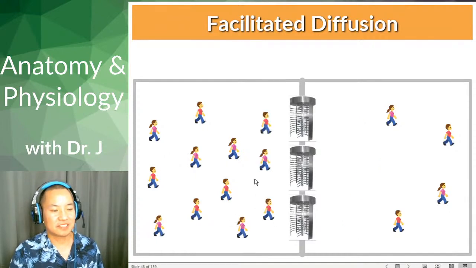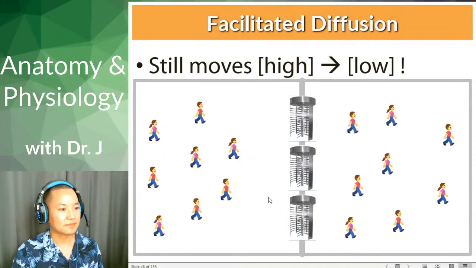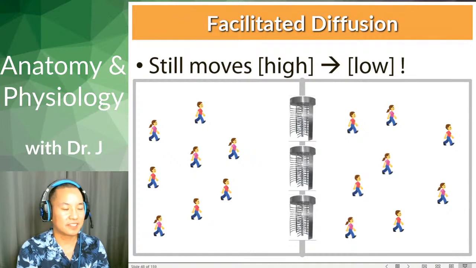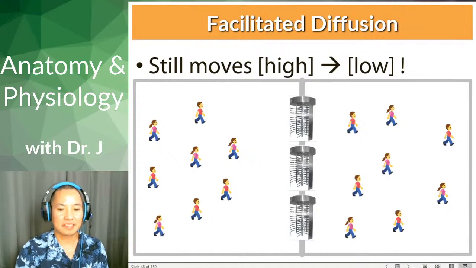But due to that concentration difference, these transporters don't require energy. It's just this difference that drives the movement of particles from one side to the other. So it still moves from high to low concentration. It still is diffusion. But instead of having just a pure plasma membrane and a membrane barrier, it actually has something helping out, typically a protein.